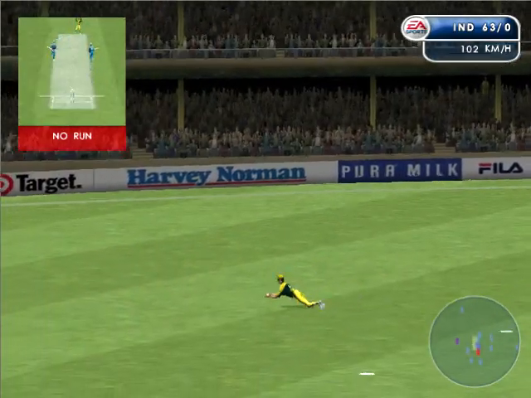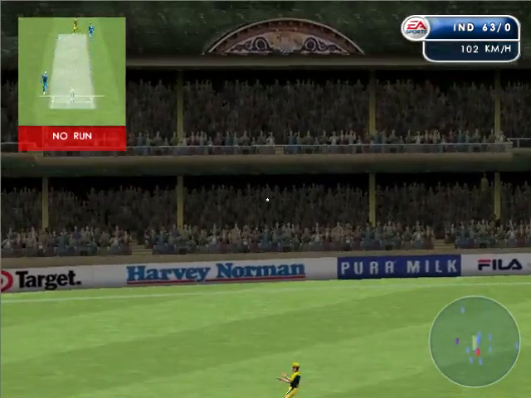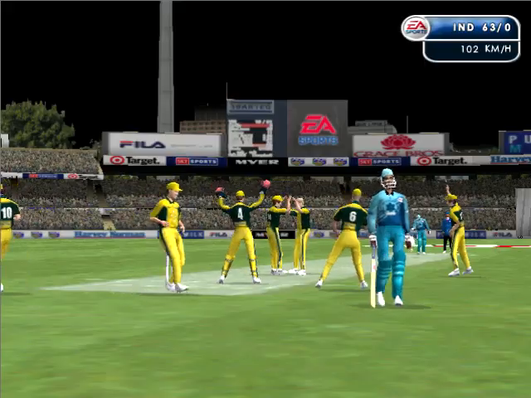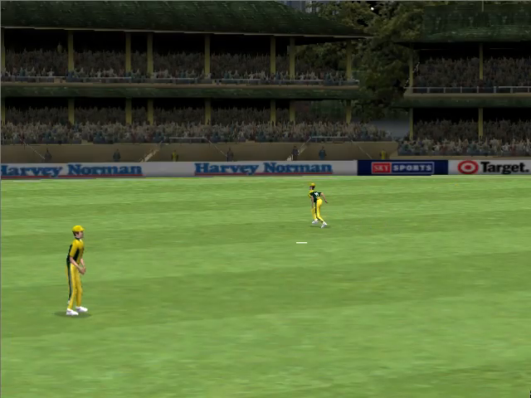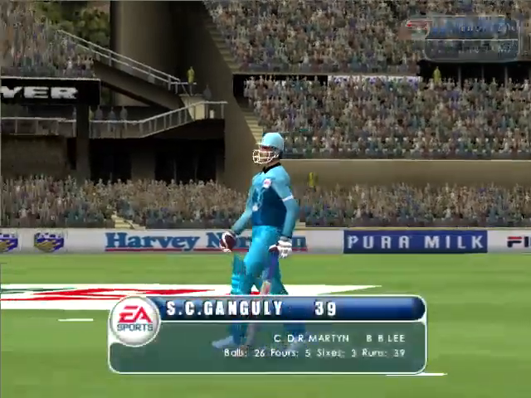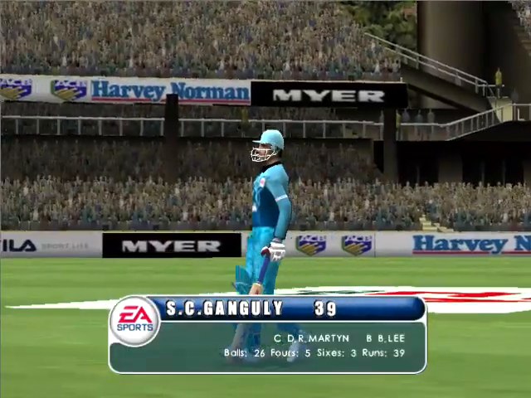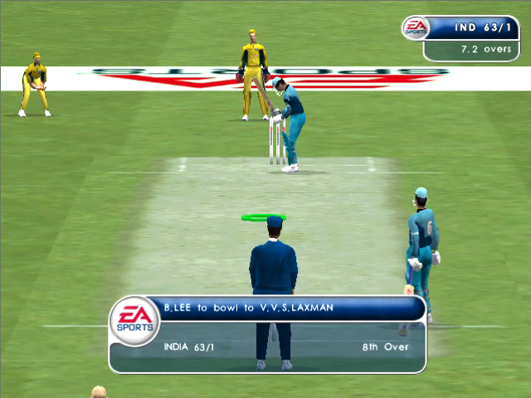There it goes. Safely taken by Martin. Superb stuff. What a catch. That'll give his team a huge boost. So then, that's the end of Ganguly. Laxman takes guard.